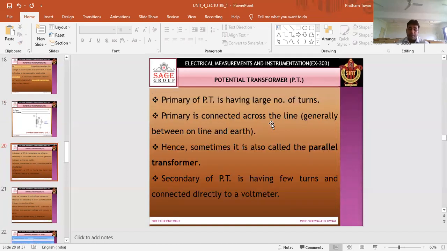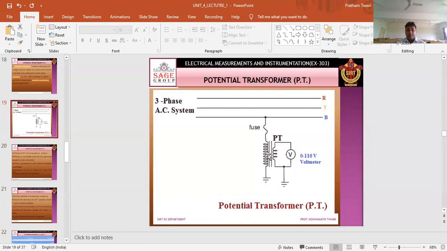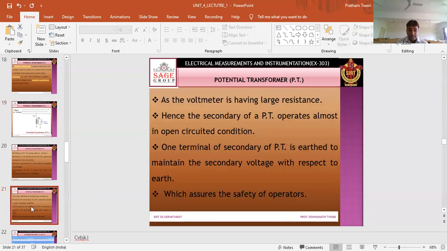The potential transformer, PT, has a large number of turns. The primary is connected across the line, generally between line and earth. Hence, it is sometimes also called a parallel transformer. The secondary of the PT has few turns and is connected directly to the voltmeter. You can see in this diagram, this is the smaller number of turns, called the secondary. This is the primary coil, which has a large number of turns. As the voltmeter has a large resistance, the secondary of the PT operates almost in open circuit condition. One terminal of the secondary of the PT is earthed to maintain the secondary voltage with respect to earth.